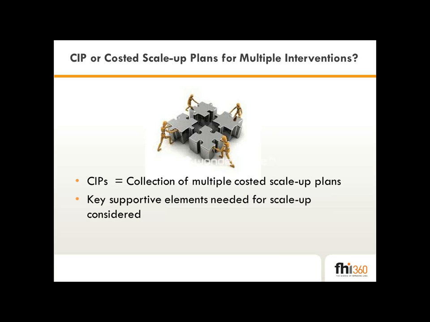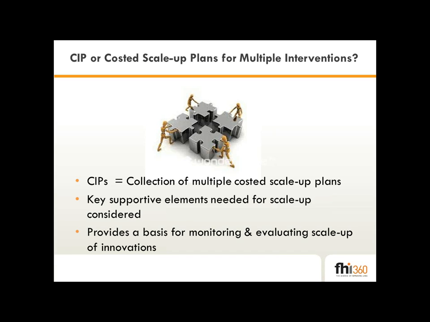Furthermore, CIPs include or incorporate other key elements that will support scale-up of an innovation. For example, enabling environment or commodities. For example, if you're scaling up community-based distribution of DMPA, then the increased need for DMPA vials would already have been considered and planned for in the commodity projections. Also in the context of scale-up, the CIP also provides a basis for monitoring and evaluating scale-up of innovations at national scale.